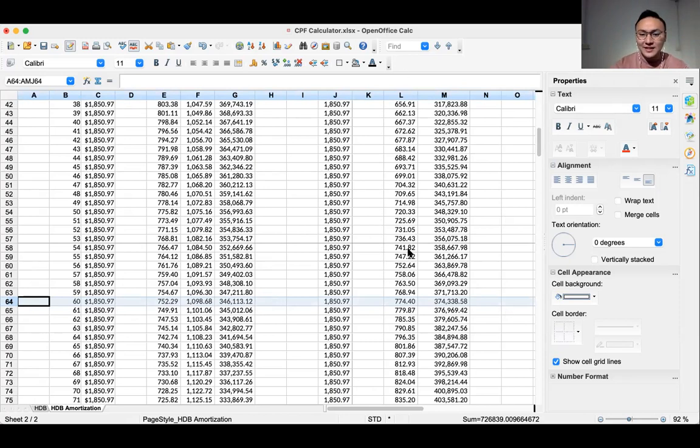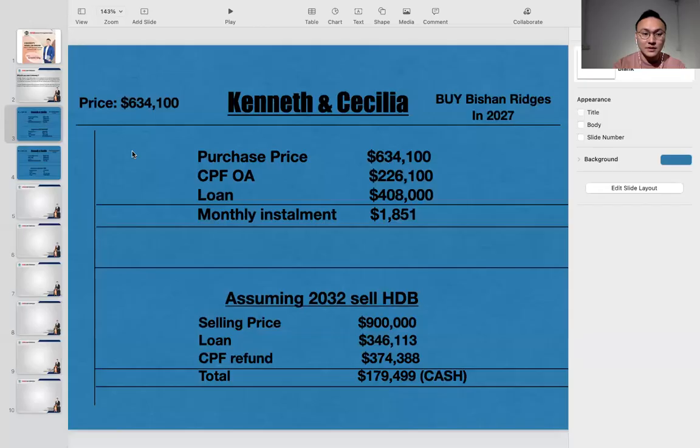So let's see if the numbers tally. 346K of outstanding loan and 374K of CPF refund. So when we sell our BTO, assuming at 900K, we will get back a cash proceed of close to 180,000 for our next property purchase.